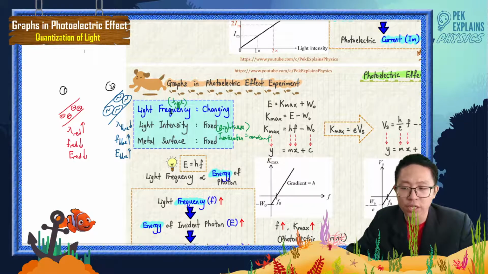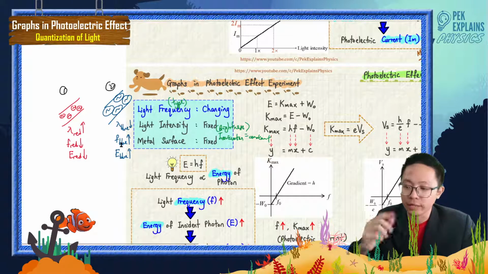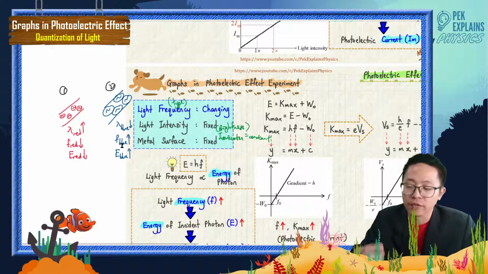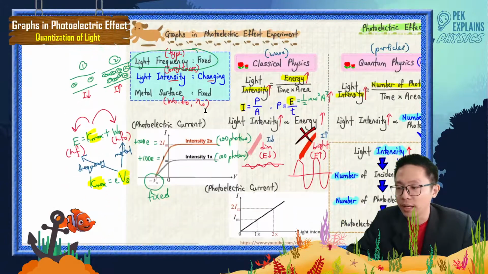But now you change the frequency, meaning you change the type of light, from maybe red light to blue light. We can imagine the number of photons is the same because we fix the intensity, but the amount of energy each photon carries is different. The red light carries less energy, the blue light carries more energy, because blue light has higher frequency.